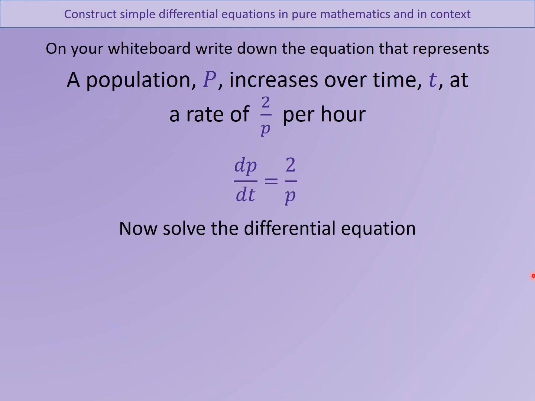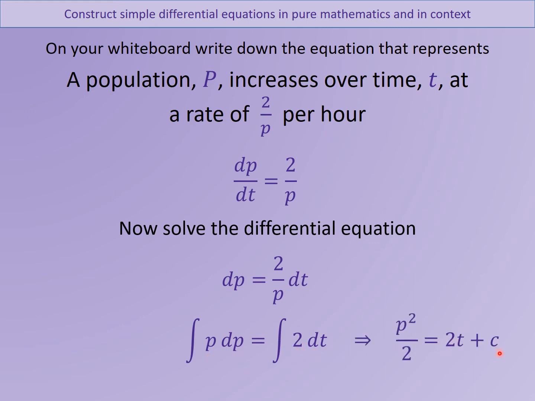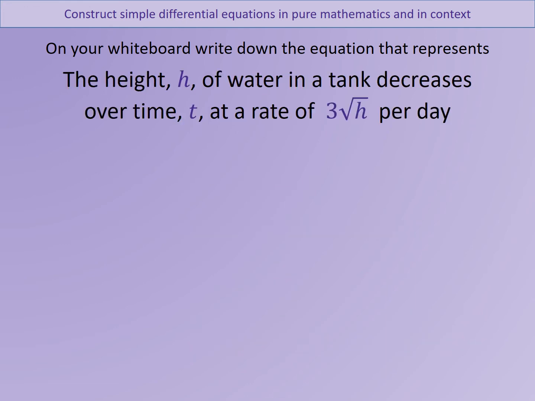Okay, so I'm timesing by P, timesing by dt, and I end up with that. Okay, so the integration of P is going to go to P squared over 2, the integration of 2 is going to go to 2t plus this extra c value. So very well done if you got that. Yes, you can neaten it up further, but I'm not expecting you to do that just now. So have a go at this one.